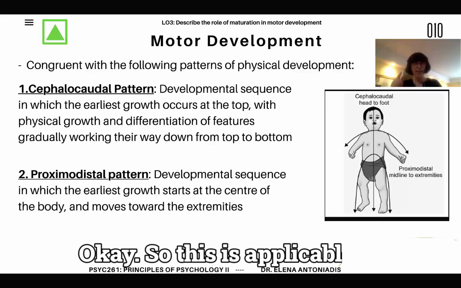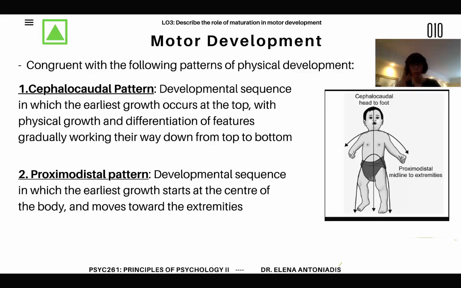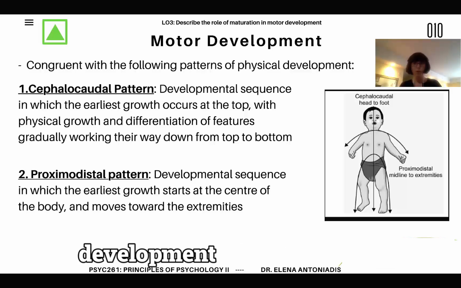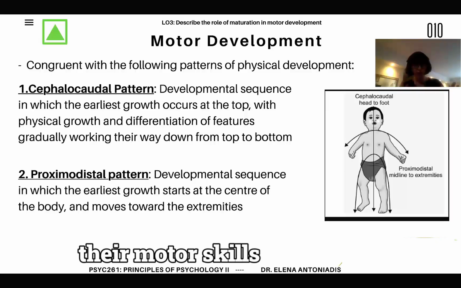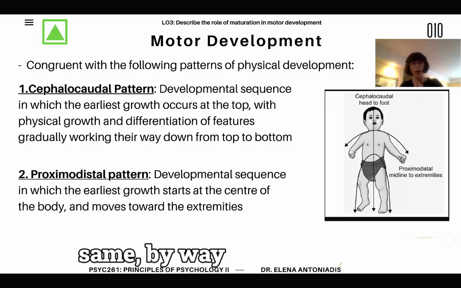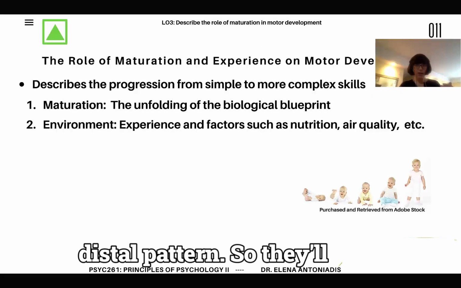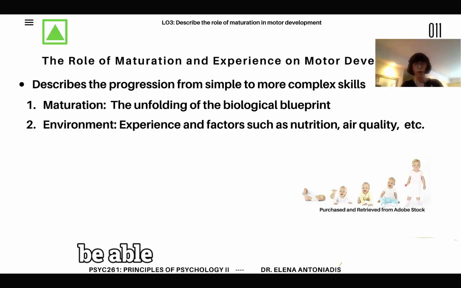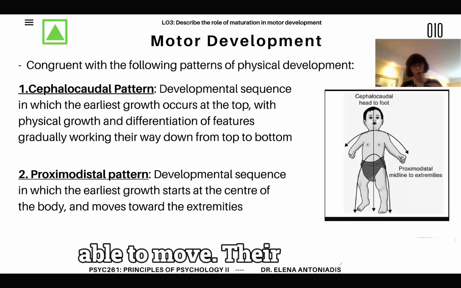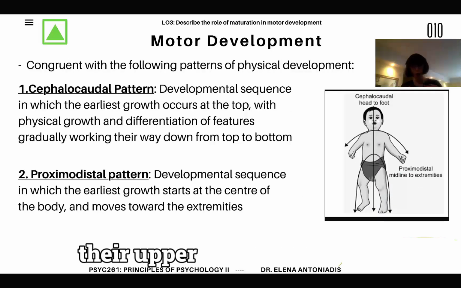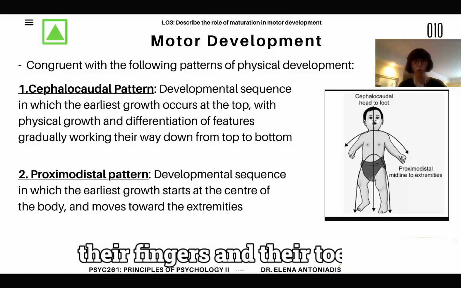Okay, so this is applicable to two developmental periods: the physical development that starts prenatally and the motor development that now occurs postnatally. So children will progress in their motor skills by way of these same patterns, cephalocaudal pattern and proximodistal pattern. So they'll be able to move their head. They'll be able to move their upper trunk with more ease before they're able to show fine dexterity or move their fingers and their toes.